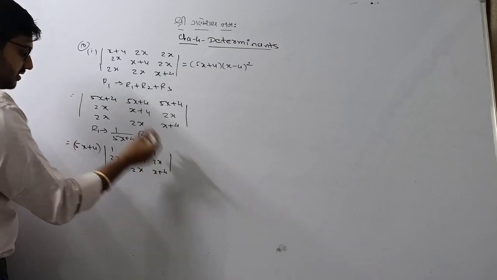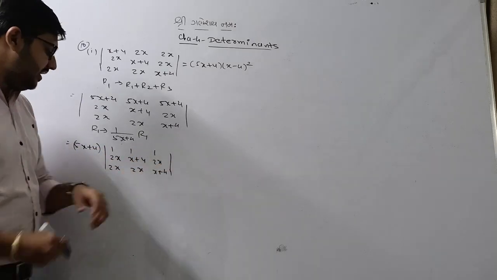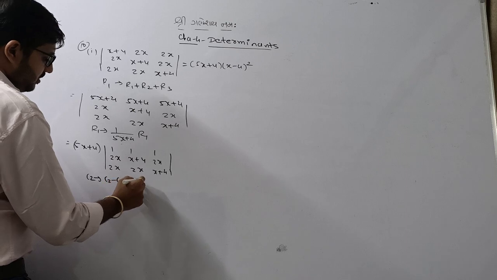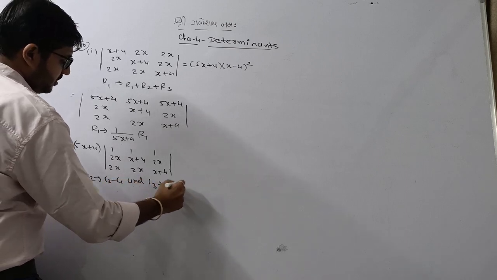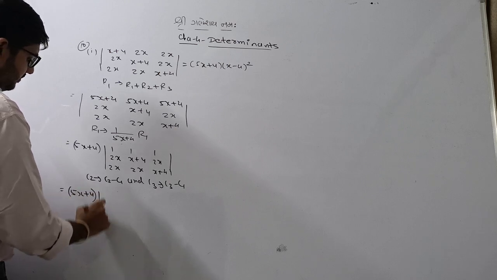And now it's one of the simplest forms here. Now let's go with the zeros, right? So in that we'll go with C2 to C2 minus C1 and C3 to C3 minus C1. So we'll keep 5x plus 4 as it is.